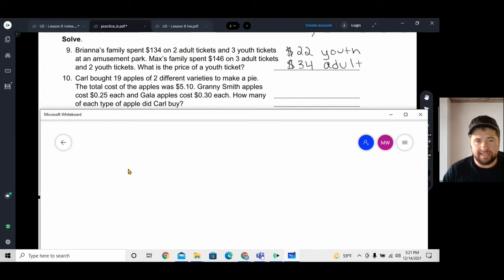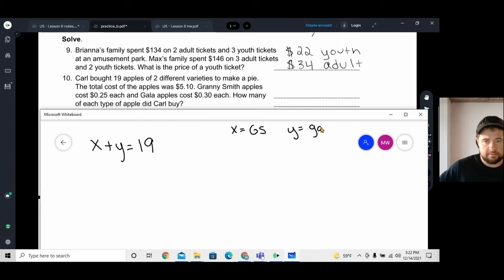All right, number 8. Carl bought 19 apples of 2 different varieties to make a pie. The cost of the apples was $5.10. Granny Smith apples cost 25 cents each, and Gala apples cost 30 cents each. How many of each apple did Carl buy? All right, so we're going to have 2 equations. We're going to have x plus y equals 19. And I'm going to say x equals the GS apples, the Granny Smith apples, and y equals the Gala apples.